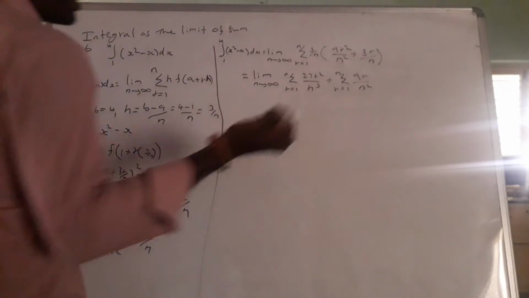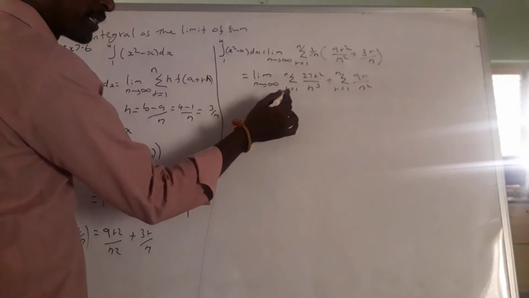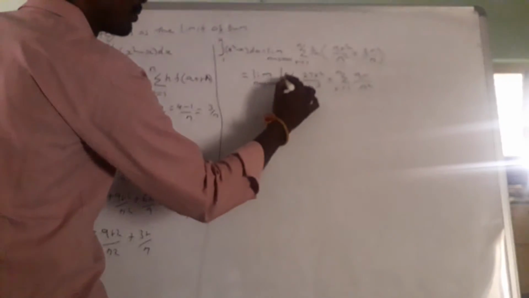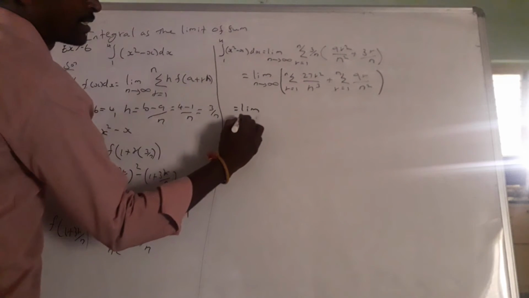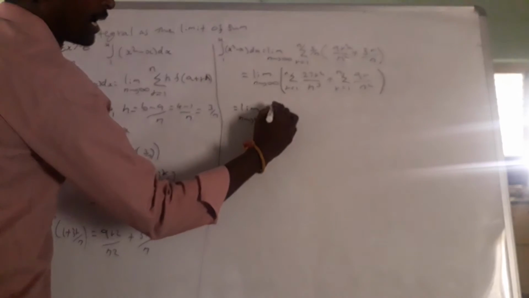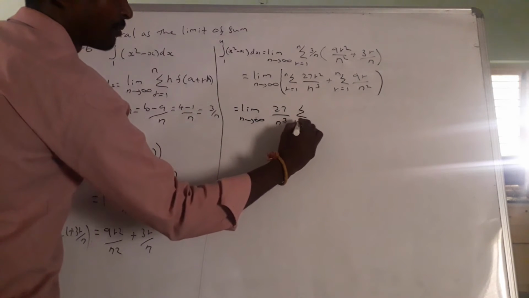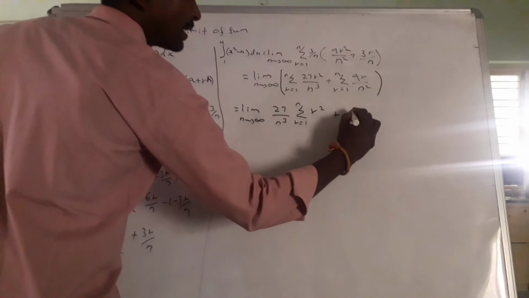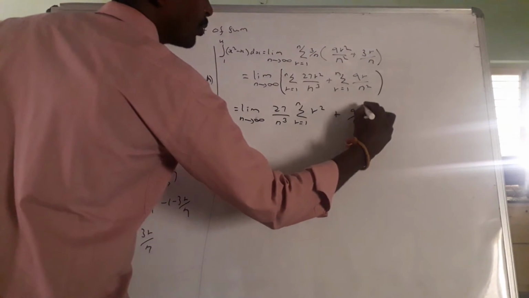Now here, what is the constant term? Here 27 by n cube is a constant term. Here r only is the variable, so instead of r I am going to substitute 1 to n. So I take the constants outside the summation, keeping the limit of n tends to infinity. I take 27 by n cube outside, then we have summation of r equal to 1 to n r square, plus 9 by n square taken out, summation r equal to 1 to n r.